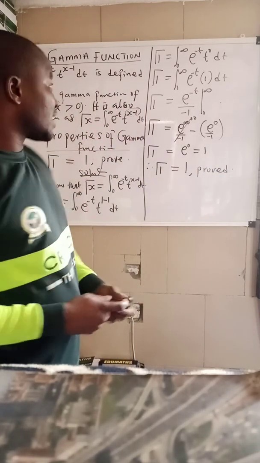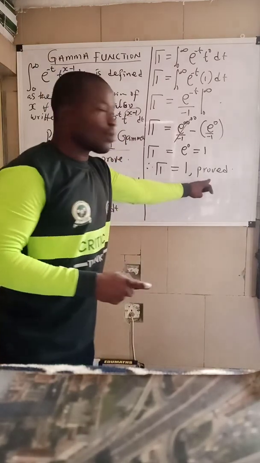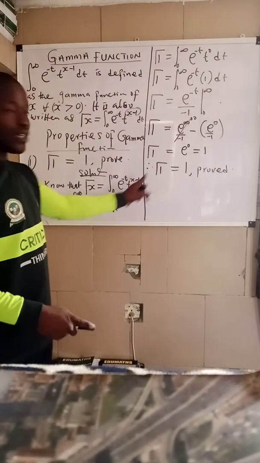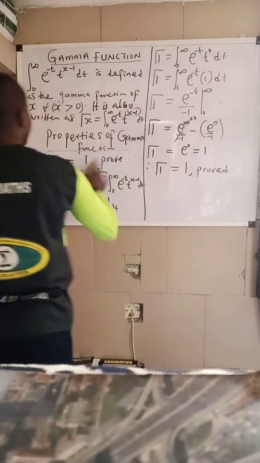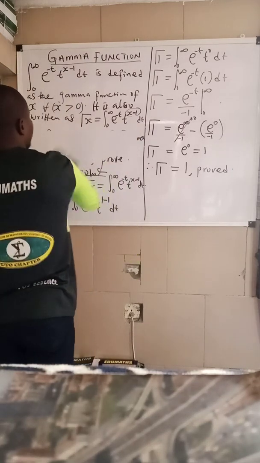So you observe that gamma 1 is equal to 1 from our proof. Look at it very well. Now from here, we go to the second property.